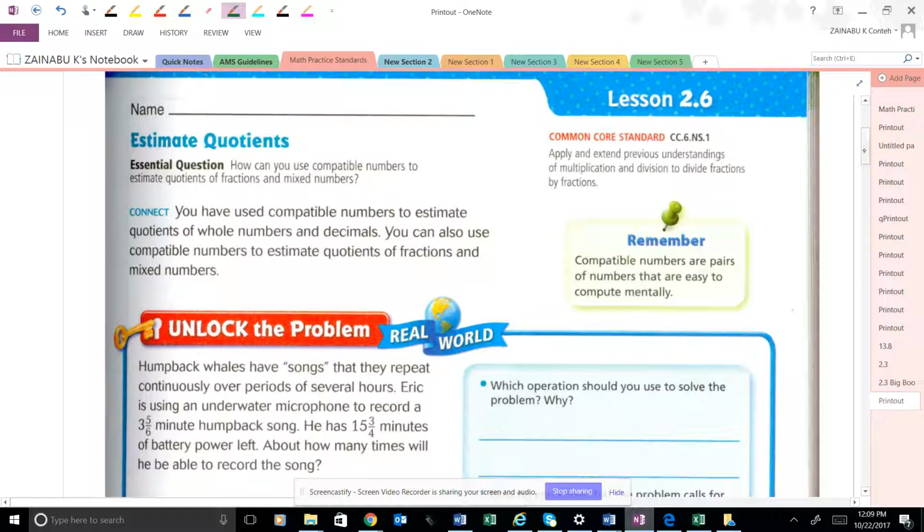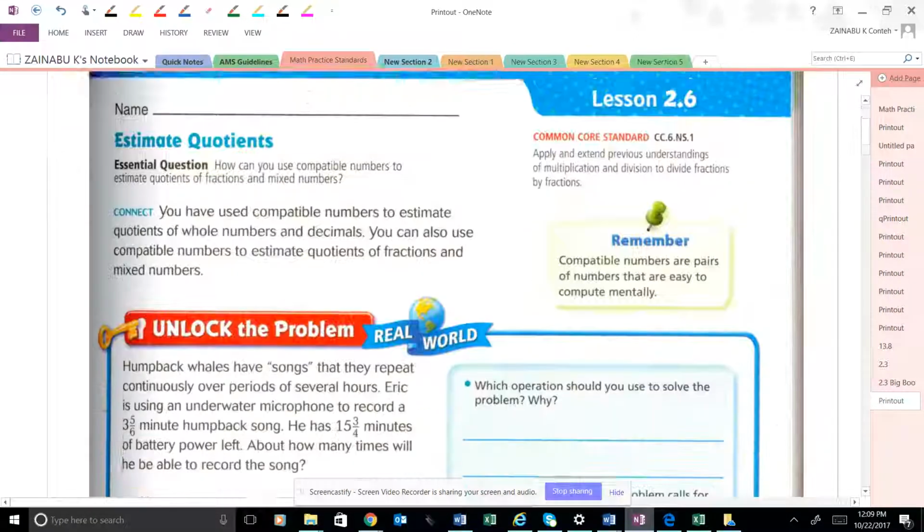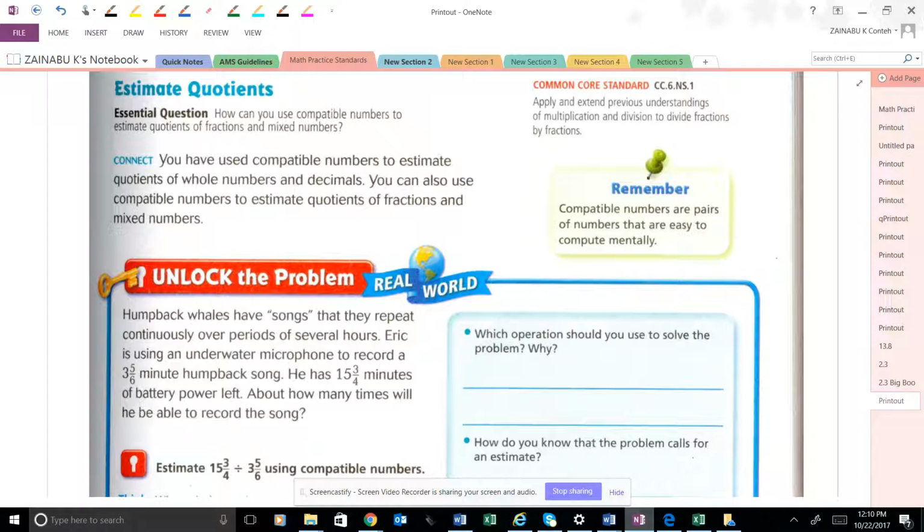Now, the unlock the problem reads very simply: humpback whales have songs that they repeat continuously over periods of several hours. Eric is using an underwater microphone to record a 3 and 5/6 minute humpback song. He has 15 and 3/4 minutes of battery power left. About how many times will he be able to record the song?